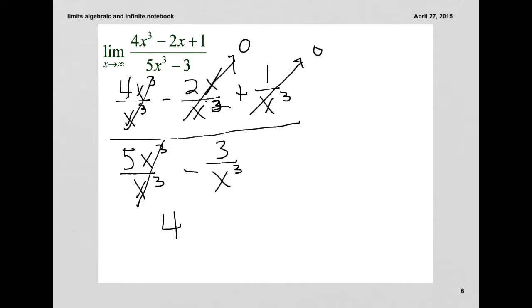On the bottom, I have a 5 minus 3 over x cubed. Well, just like in the previous steps, this term is going to get very, very small, so this number is going to approach 0. So my answer is going to be 4/5.